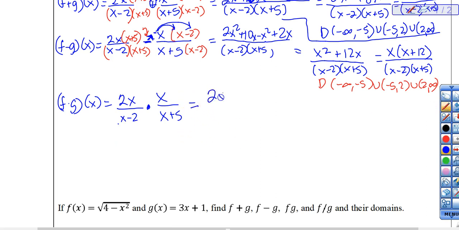So that's 2x squared over x minus 2 times x plus 5. And we do not have to multiply x minus 2 times x plus 5 because then we can't see our restrictions. Done. Can't simplify. What's our domain? Same thing. You got it.